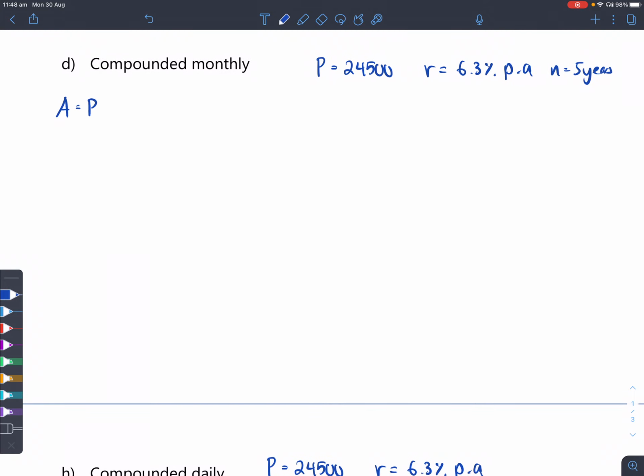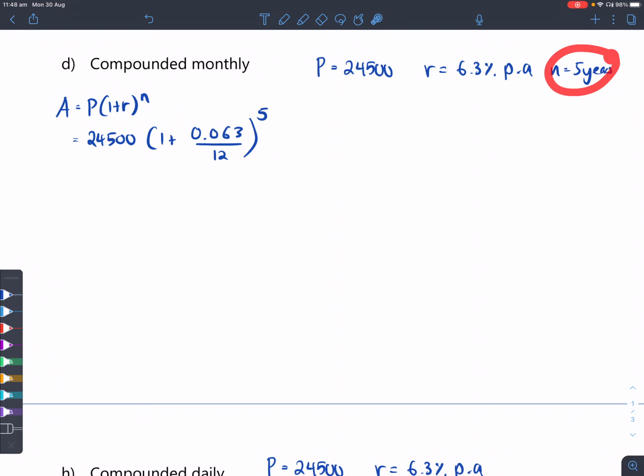A equals to P bracket 1 plus R to power of n. So our principal in this case is 24,500, then 1 plus 6.3%, which is 0.063. But we've got to divide this number here by 12 to get a monthly rate. So we divide that by 12. We raise it to the power of 5 years, but 5 years worth of 12 months is the same thing as 5 times 12, which is 60 months. And we type that directly on our calculators. So that gives us a total of 33,543.701 something.